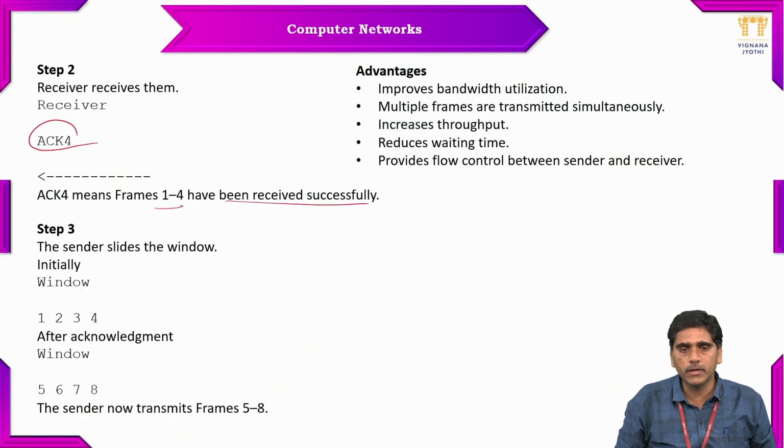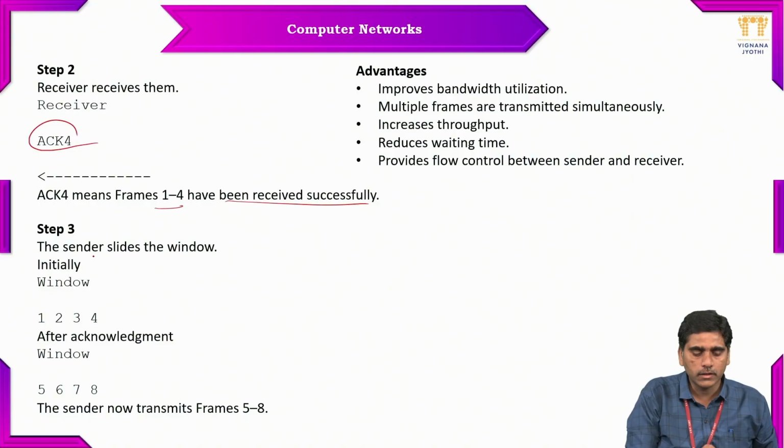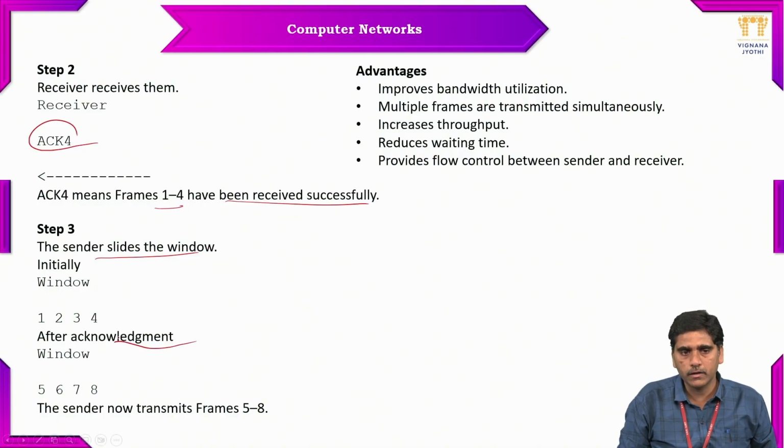So the sender wants to send another 4 because the frames contain 8, right? So he sends the frames through the window. The sender slides the window. Initially the window had 1, 2, 3, 4. After the acknowledgement is received from the receiver side, the remaining frames 5, 6, 7, 8 are available to transmit. So the sender now transmits frames 5 to 8.